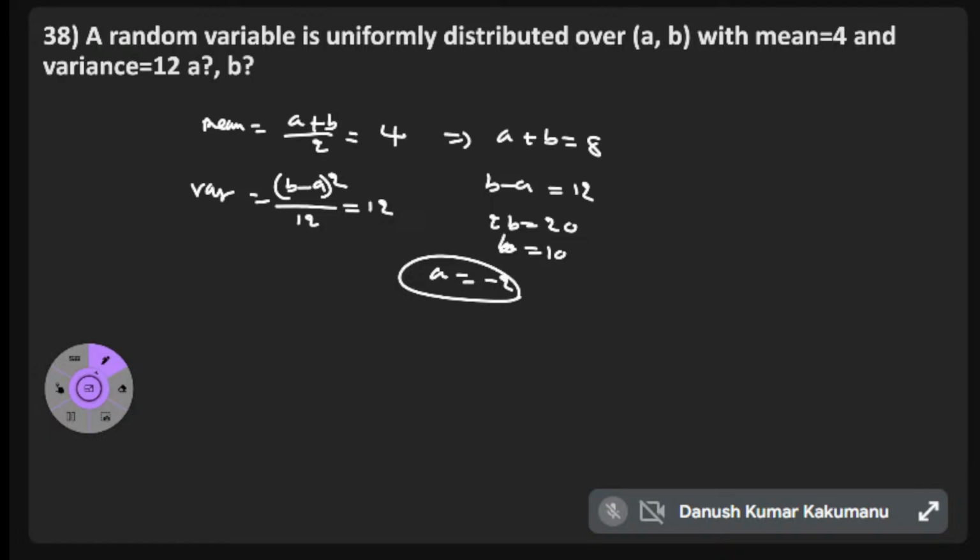If you get this type of question, it is very simple, provided you have knowledge about uniform distribution. That's why, if you leave any subject or any topic, it becomes difficult. That's why we should not leave any subject or any topic. Right. Coming to the next.